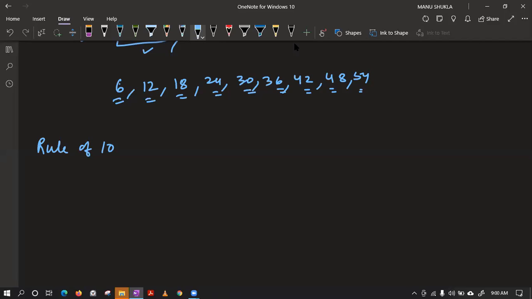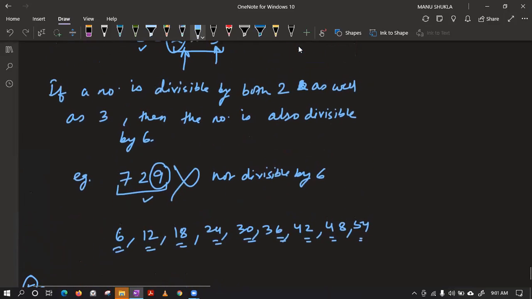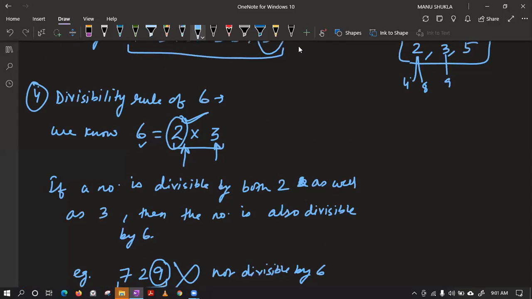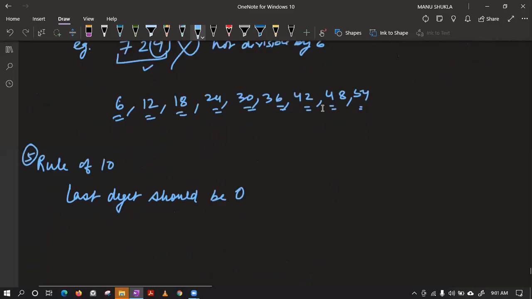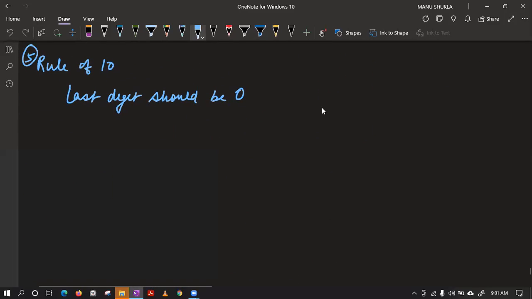Rule of 10, that is the fifth one, the last digit should be 0. Joel, that's why I told you first check for 2, because checking for 2 is easy. In the rule of 6, class, first you should check for 2 only, because you can directly see the number and tell. Okay, now the rule of 10, the last digit or the unit place should be a 0. Then only you can divide a number by 10.